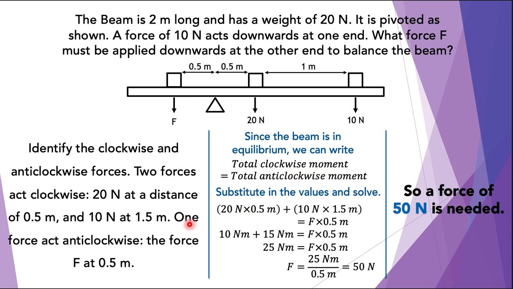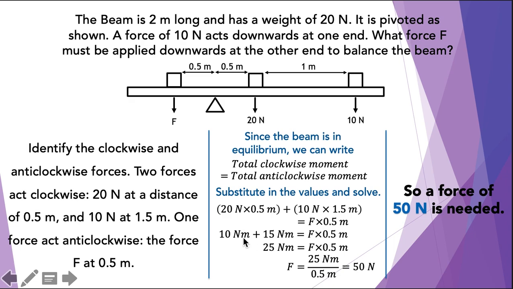The total clockwise moment is 20 Newton multiplied by 0.5 meter. So we're multiplying the force by its distance, plus 10 Newton multiplied by 1.5 meter. So this is the clockwise moment. And the anti-clockwise moment is F into 0.5 meter, but the force F we need to find out right now. So this is anti-clockwise moment and this is clockwise moment. This is how we put them here.